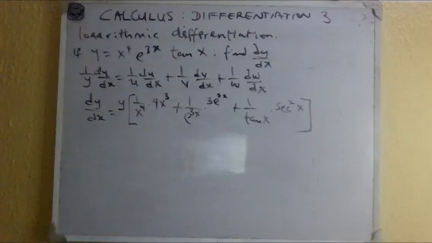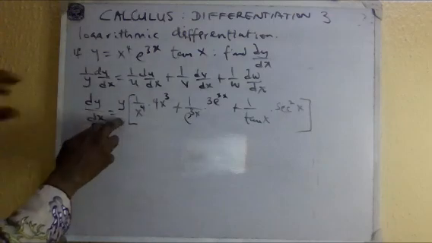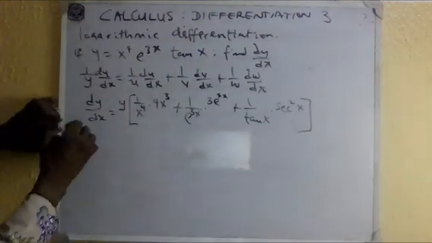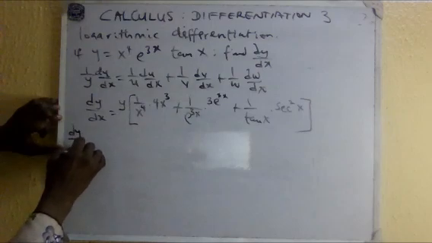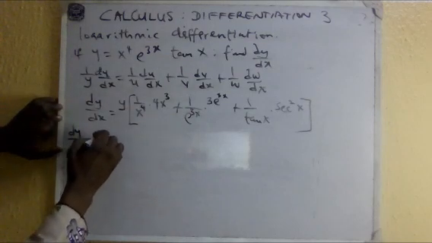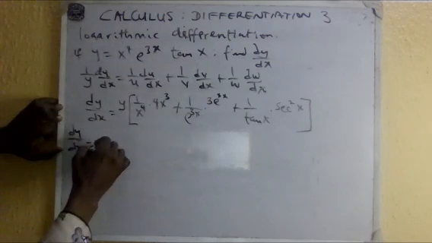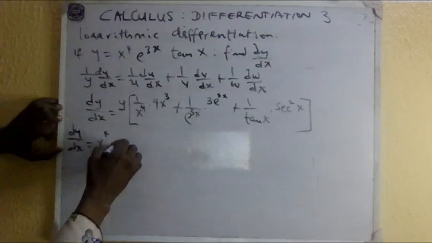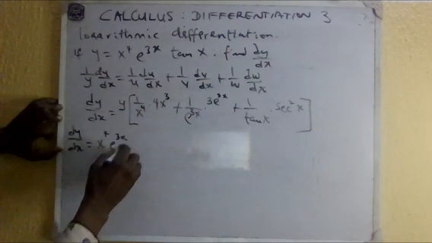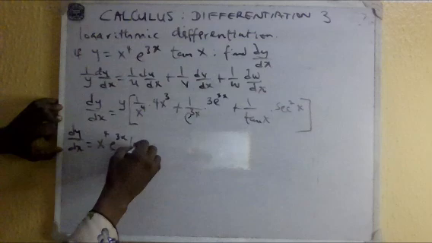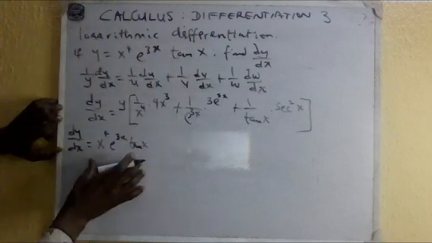So at this point, I will now take this y and put this expression there. I'll just say dy/dx is equal to, then this is what? The whole of this function: x to the power 4 e^(3x) tan x. That's the whole of that expression for y.